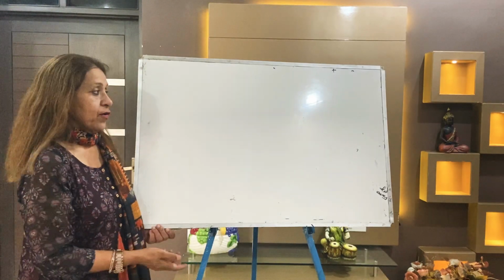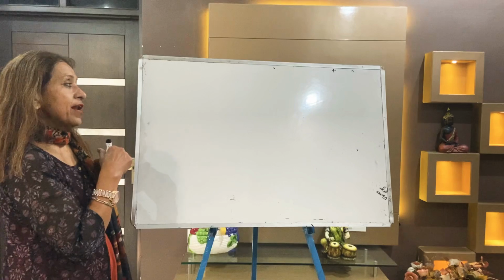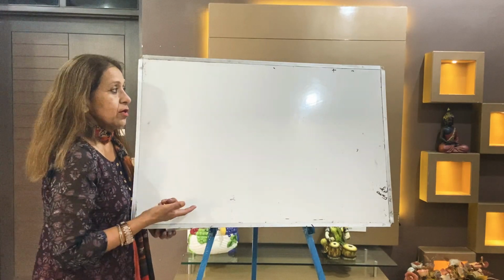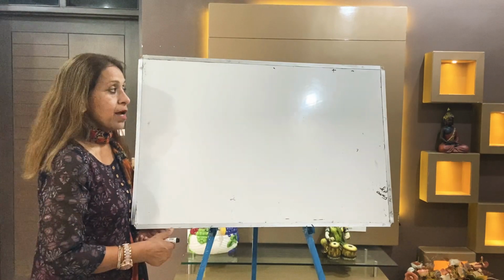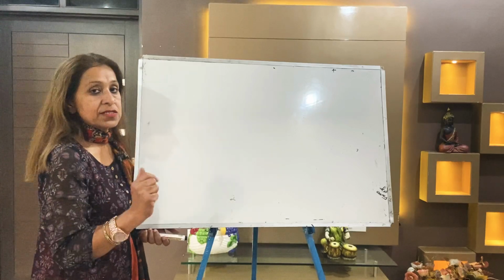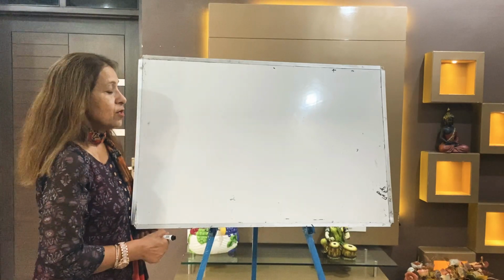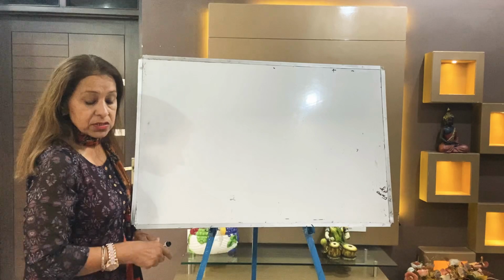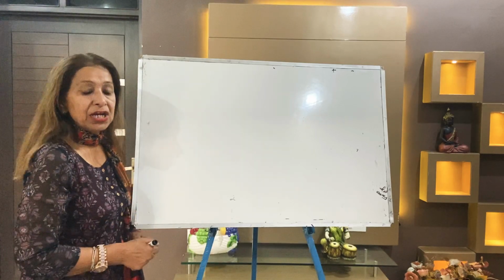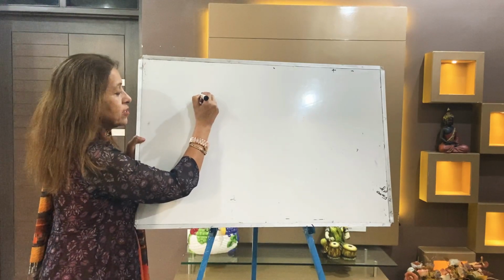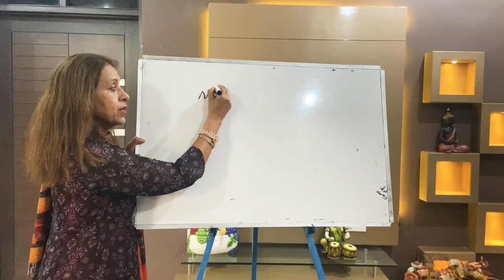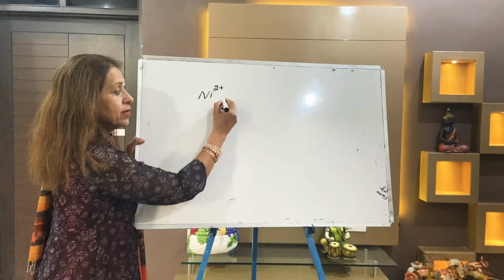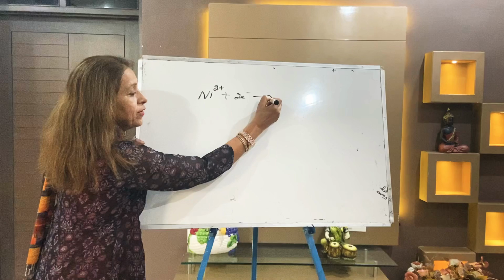It's nickel nitrate. So students, whenever the numericals of electrolysis come, your first step is to write the equation, because in this numerical they have mentioned the nickel solution. So you will write the equation. This is the first step: Ni2+ + 2e- → Ni.